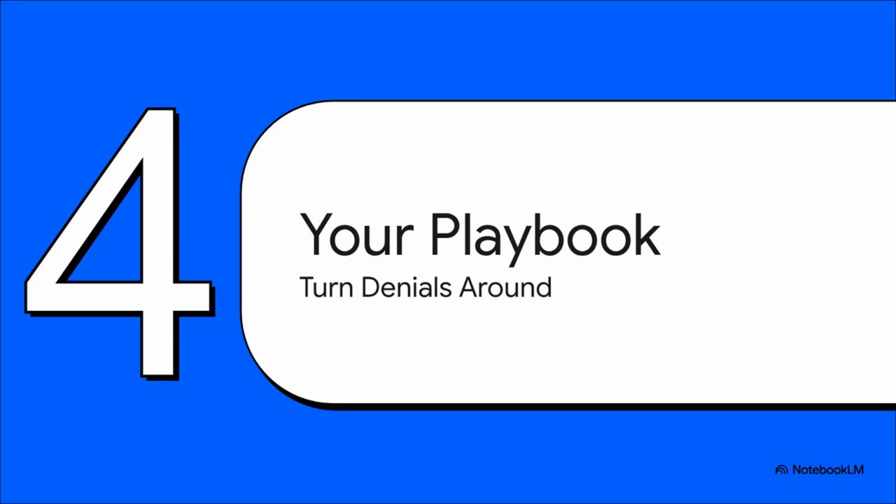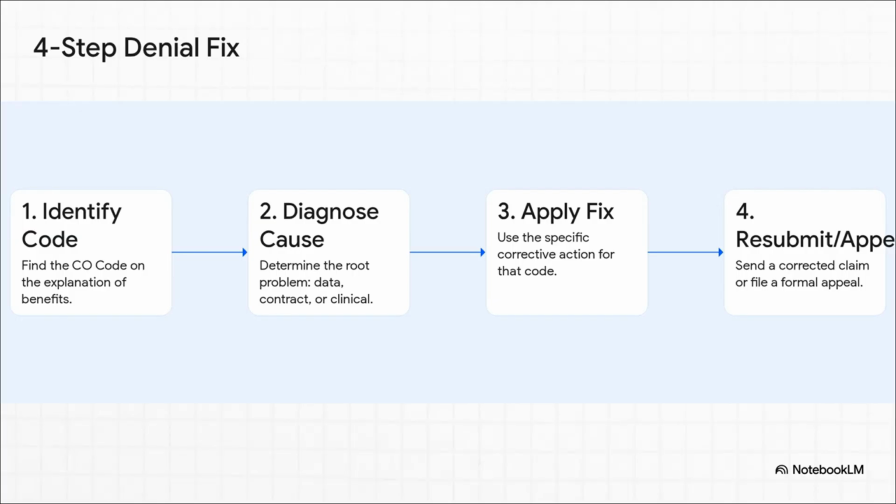Okay, so we've just gone through a ton of codes, but what's the point of knowing all this if you don't have a plan, right? So let's pull it all together into a simple, repeatable strategy you can use to manage any denial that lands on your desk. So, what does this look like in the real world?